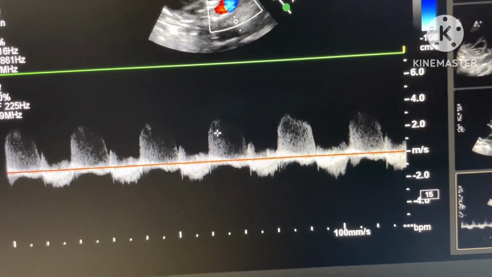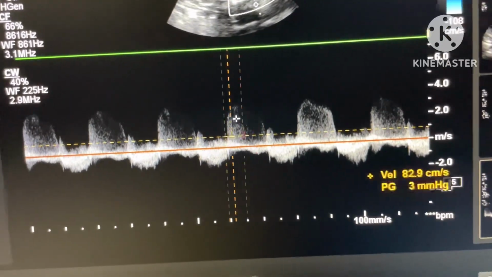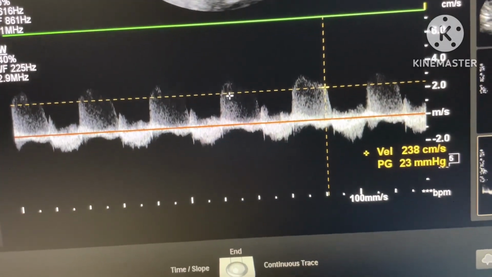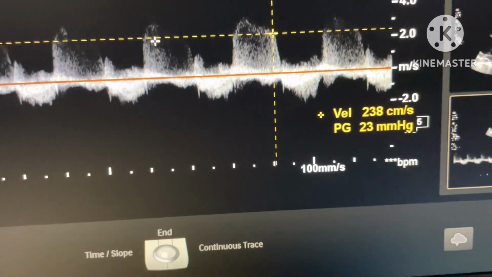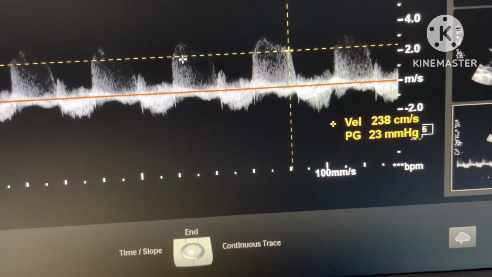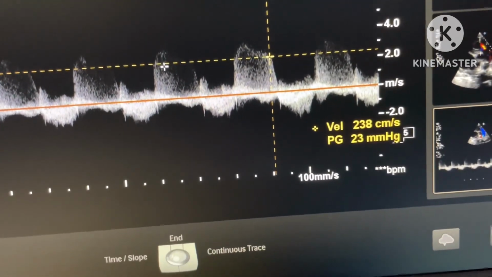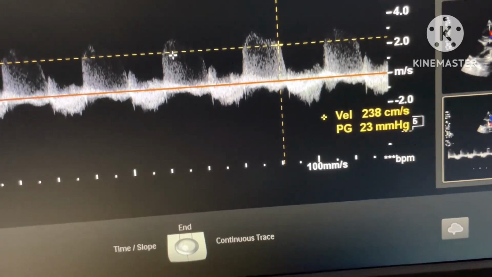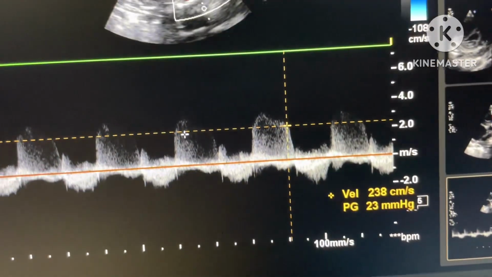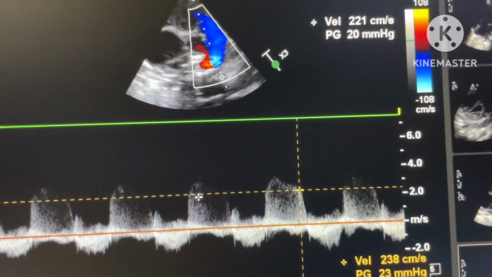You can see in this image this is the flow across pulmonary valve, that is pulmonary regurgitation jet. This is end diastolic velocity. The end diastolic velocity is 23 millimeter mercury and velocity is more than 2 meter per second. That always indicates severe right ventricular systolic pressure or severe pulmonary artery hypertension. So by calculating pulmonary artery end diastolic velocity, you can say that this case has got severely raised pulmonary artery systolic pressure. So ultimately, this case is likely to have persistent pulmonary hypertension.